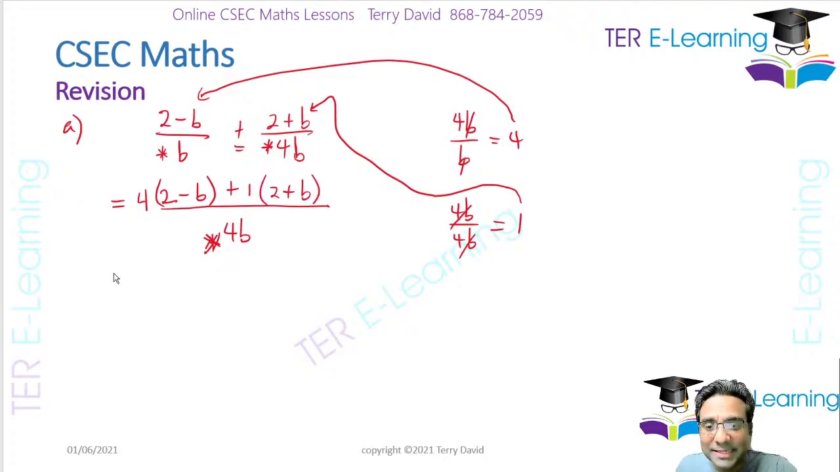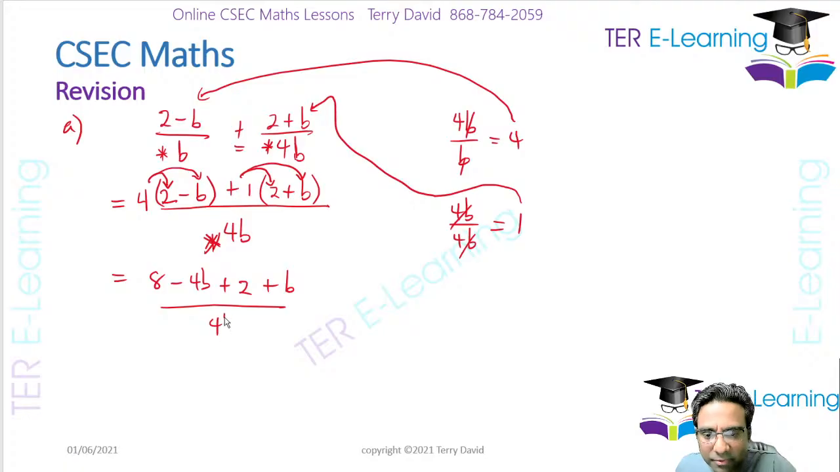So now we need to start to simplify here, right? You have some brackets that you need to remove, and you're going to have to use your distributive law in order to do that, right? So first thing I'm going to do, I'm going to say 4 multiplied by 2. 4 2s will give me 8. Then 4 multiplied by minus b is going to give me minus 4b, right? Then I have to take this plus 1 and multiply by 2. So this is going to be plus 2. And then I have to take this plus 1 and multiply by this b, and that's going to give me plus b. And all of this is over 4b.